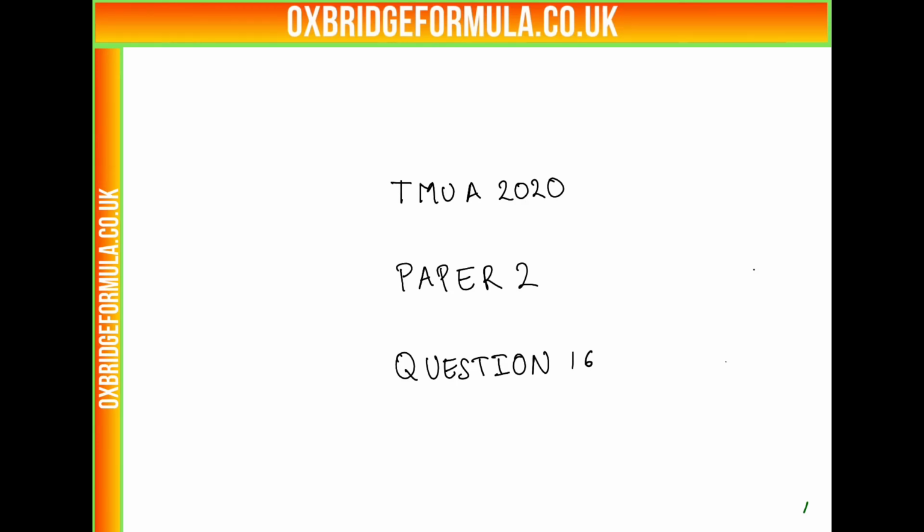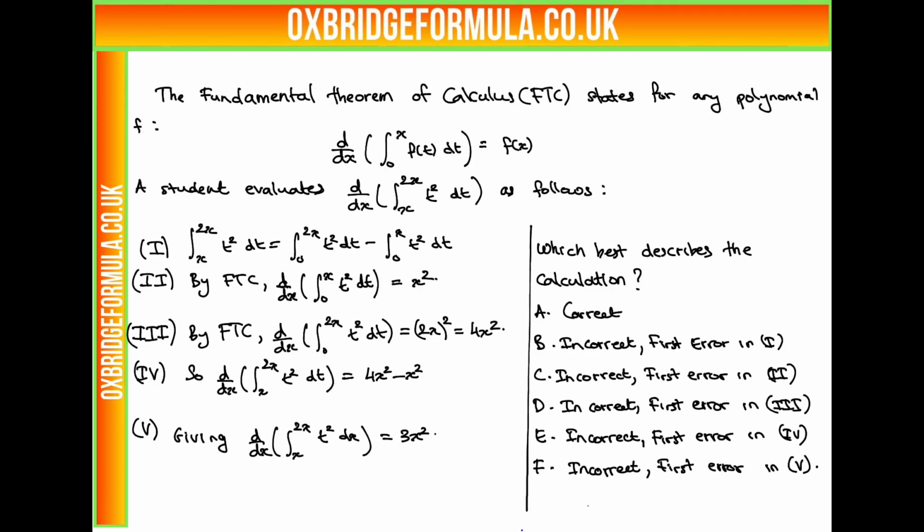This is a solution video to question 16, paper 2 of the TMUA 2020 exam. In this question, we're given the fundamental theorem of calculus, and it's stated here. It's just saying that if you differentiate with respect to x the integral from 0 to x of f of t dt, you end up with f of x again.